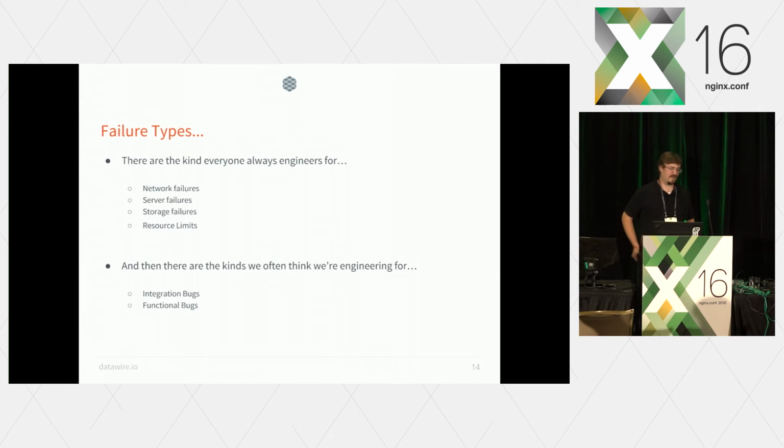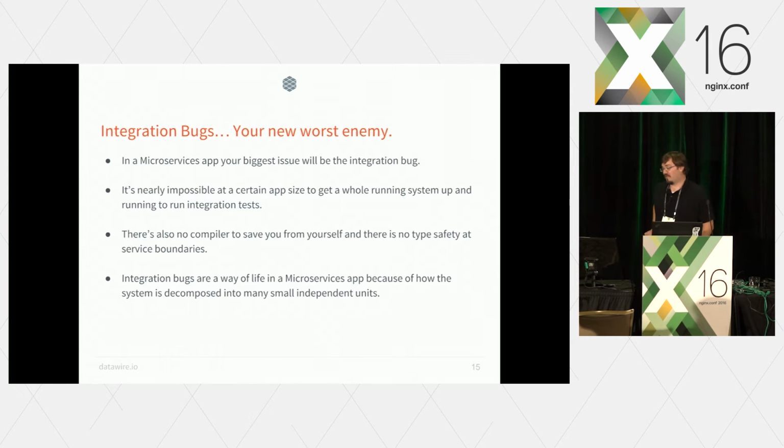But then there's the stuff that we think we're engineering for. There's those integration bugs and those functional bugs, and often we just don't put enough actual thought around that, so we really aren't engineering for that. In a microservices architecture, basically integration bugs are going to be your new worst enemy.